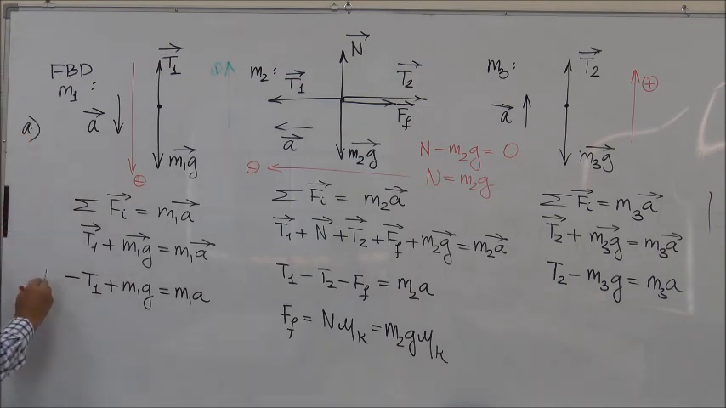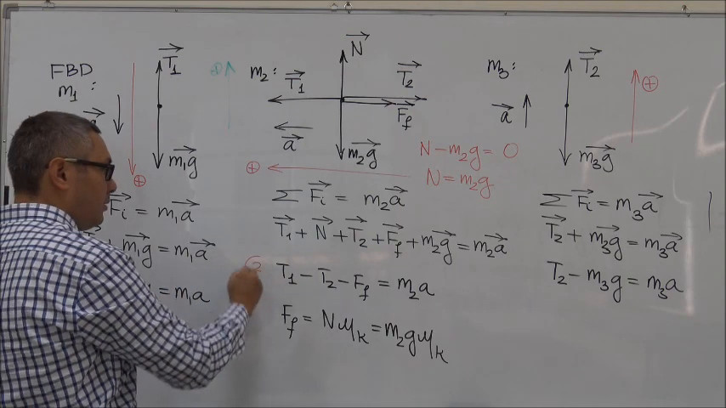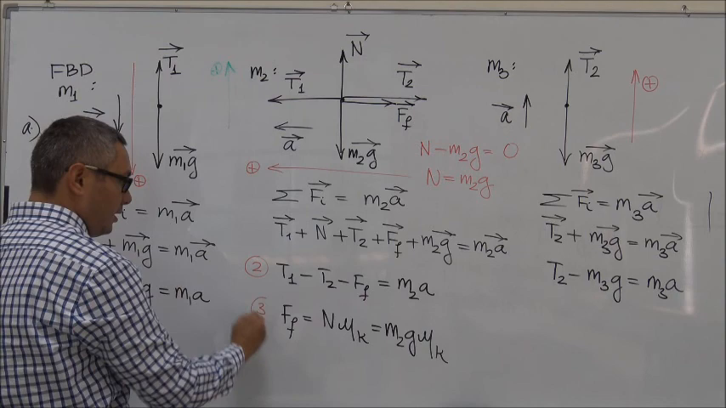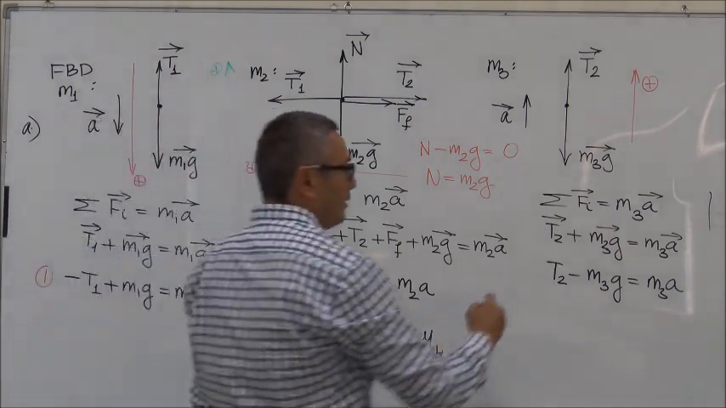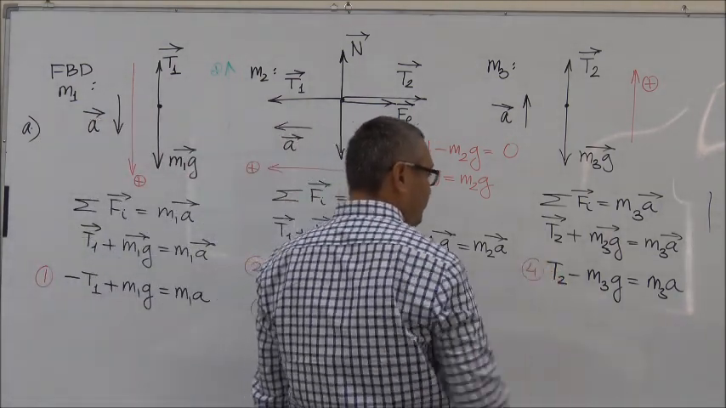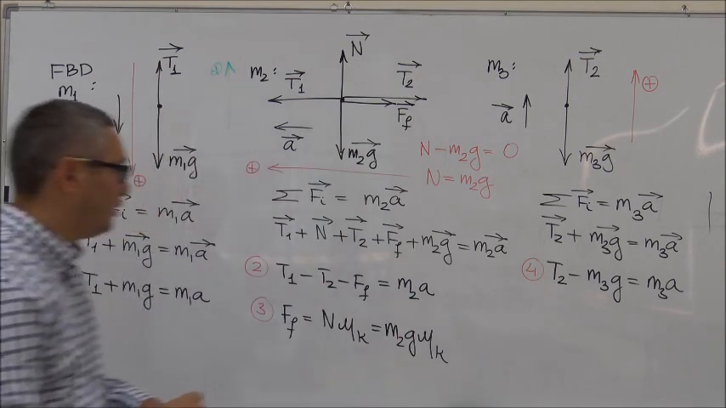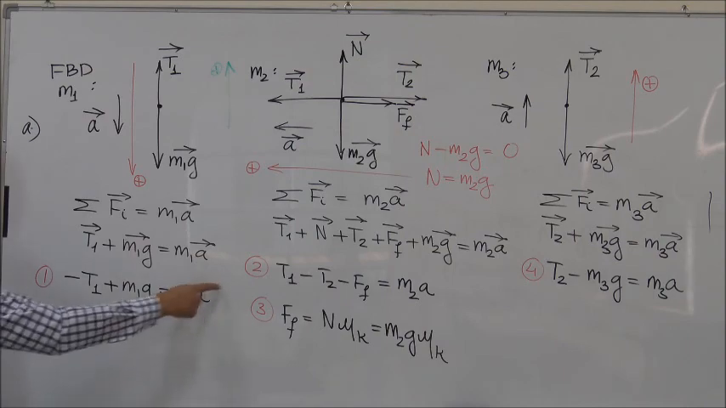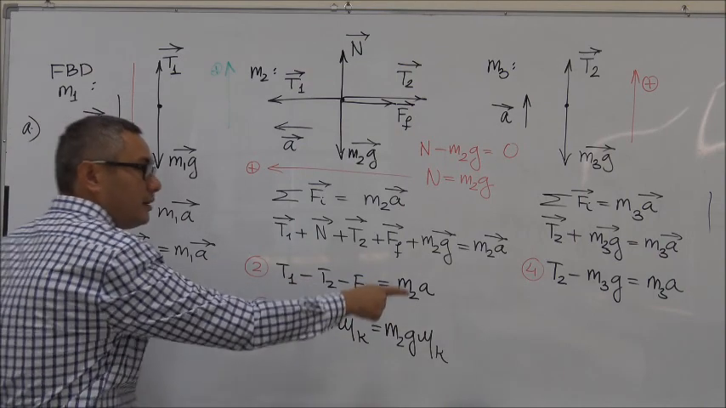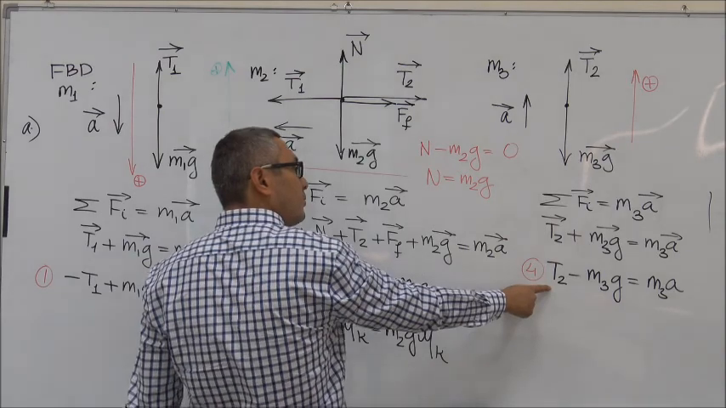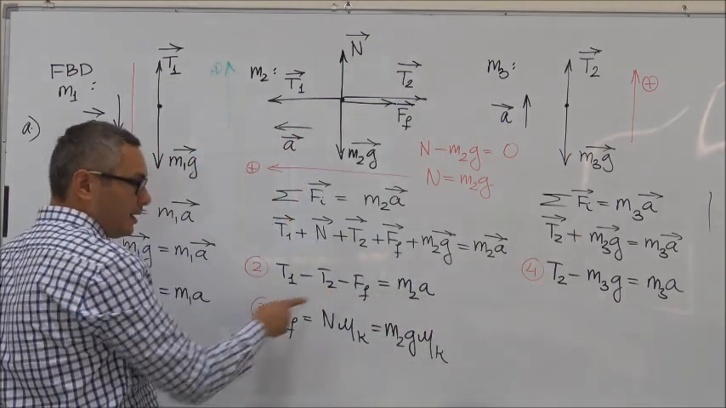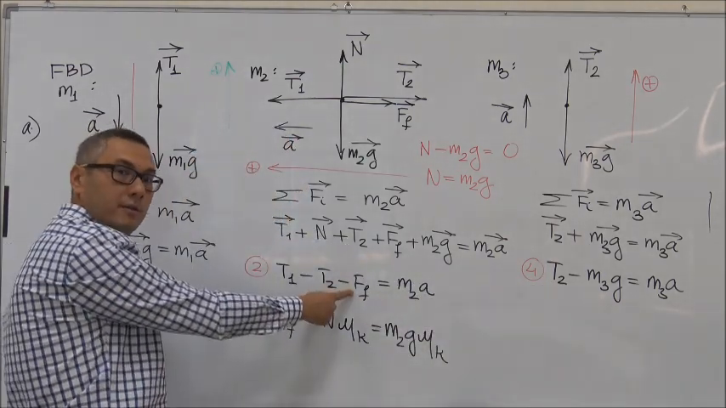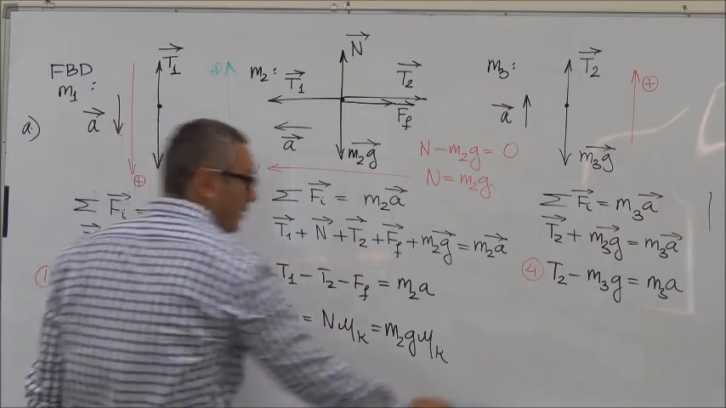So now we have 4 equations that we will use to find the acceleration: equation number 1, number 2, number 3, and number 4. What I would like to do is express T1 from this equation and plug it in here. Take T2 from this equation and plug it in here. And take the friction force and plug it in for the friction force here.